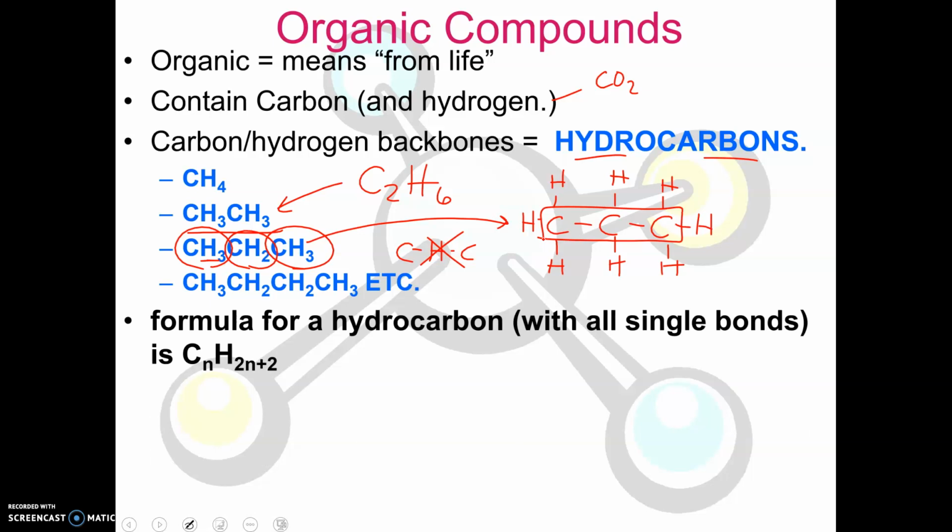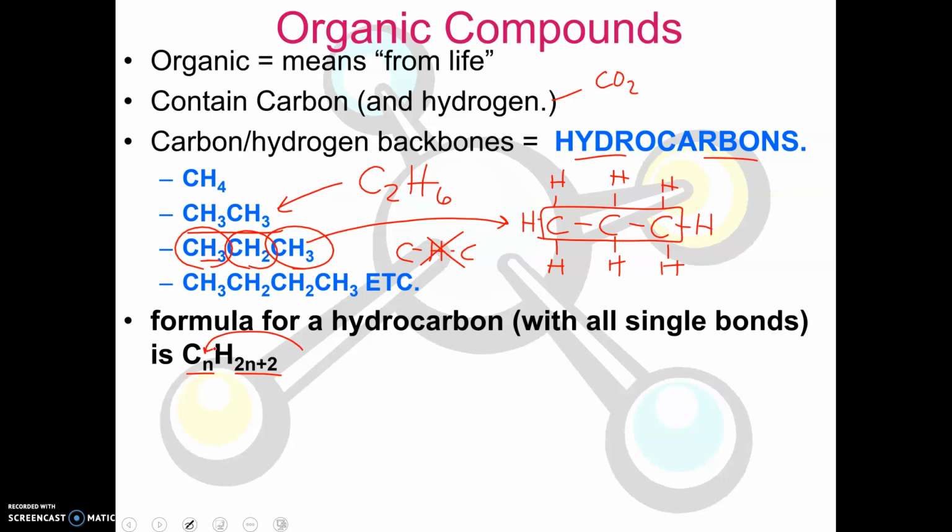Now you could actually calculate the formula for a simple hydrocarbon, assuming it's just a chain of single bonds only. The formula would always be CnH2n+2. So n is sort of like a variable like in math. So for example, let's say I said, hey, what's the formula for octane?